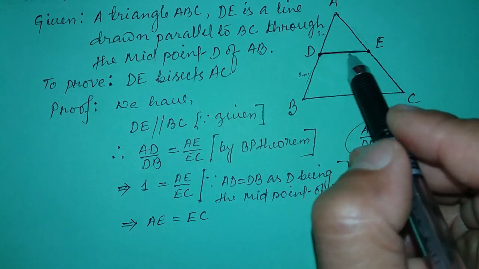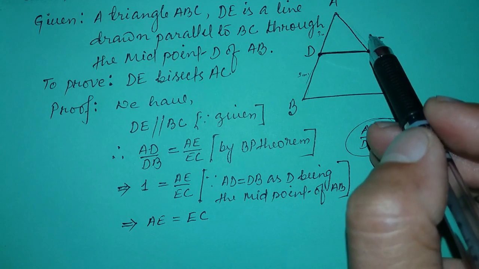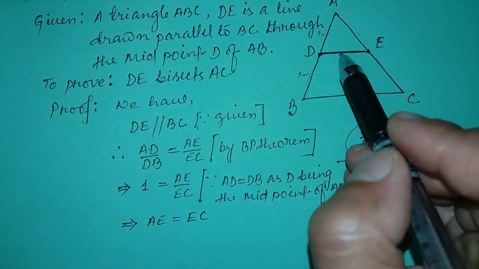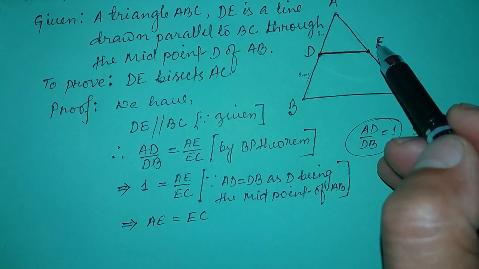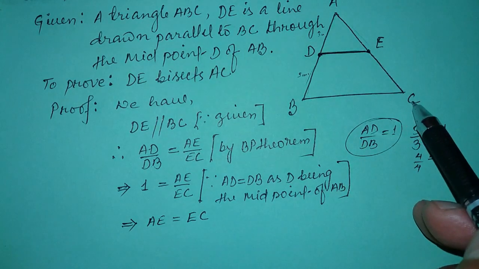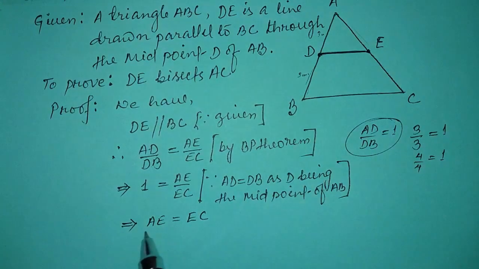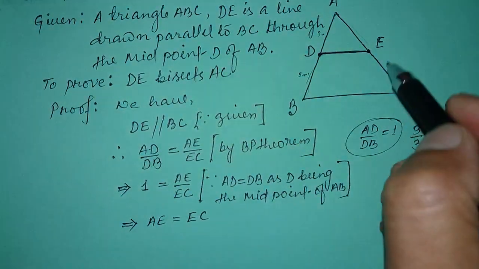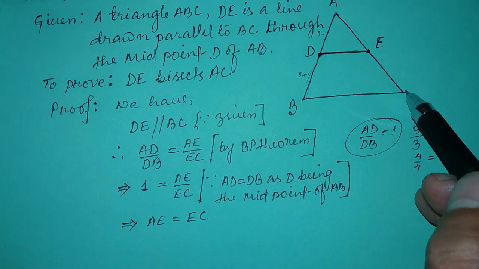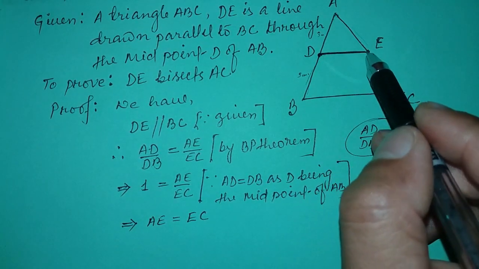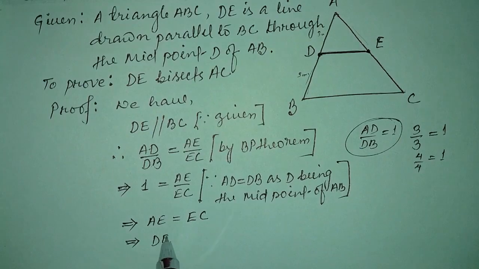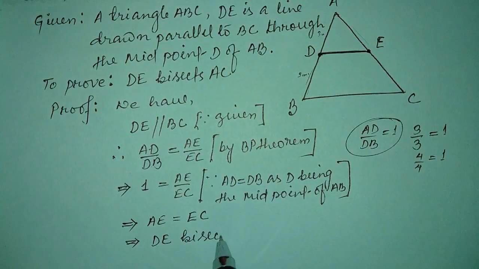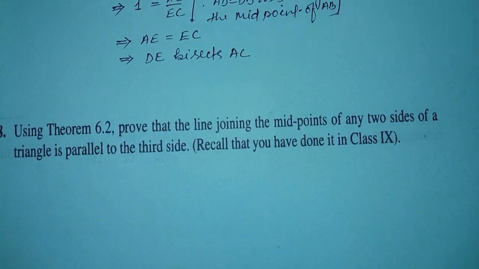Recall that bisecting a line means dividing the line into two equal parts. So if DE is bisecting AC, then E should be the midpoint, because AE should be equal to EC. So here what we got is AE is equal to EC, which means that the AE part and EC part are equal, and this has been divided by this line. So this implies that DE bisects AC.